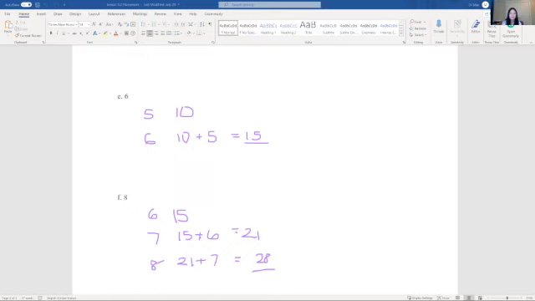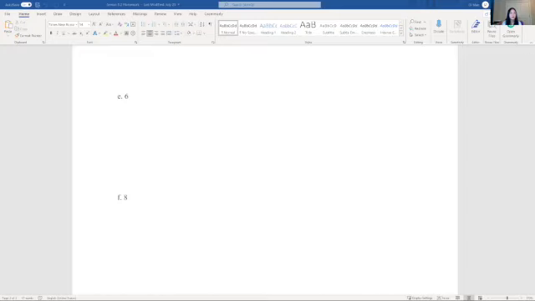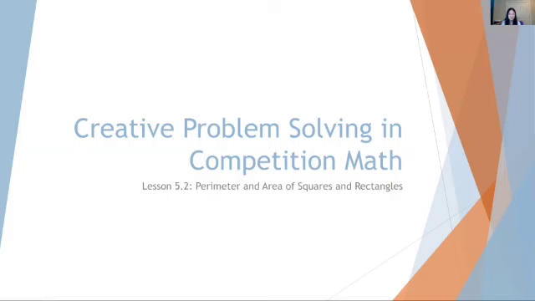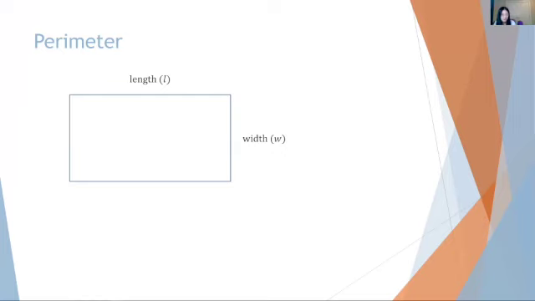Okay, cool. Moving on to today's material then. We are going to be talking about perimeter and area of squares and rectangles. First, we're going to be talking about perimeter.